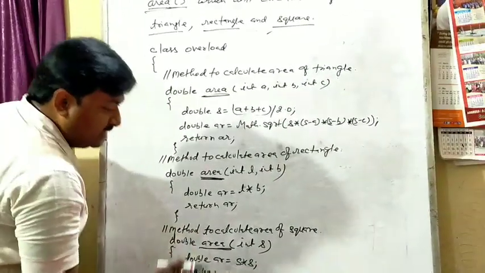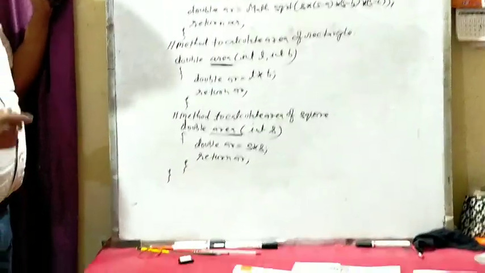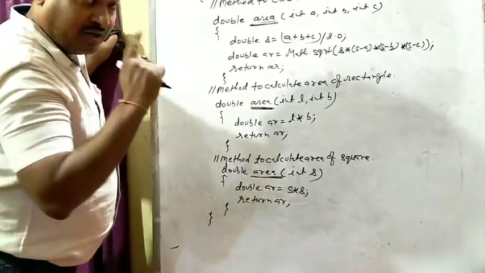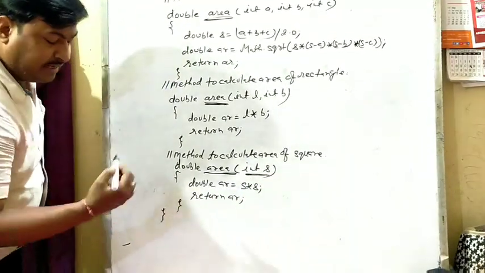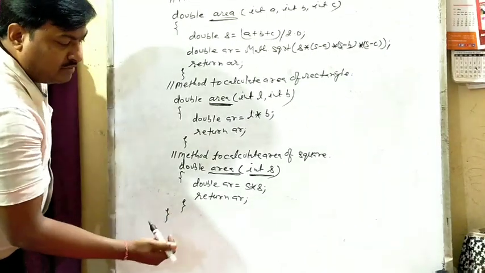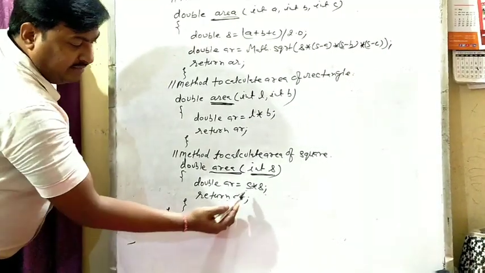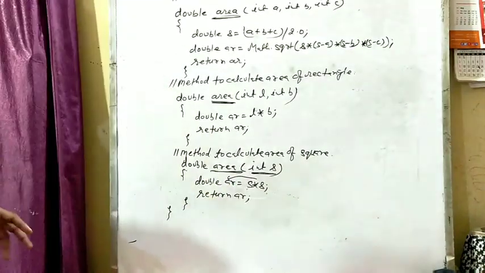Okay, same function name. And you know, to calculate the area of a square, we need a side of a square. So we enter area, side of a square, means int s. The formula of area of a square is side into side. The area is stored in a variable AR and we will return it.